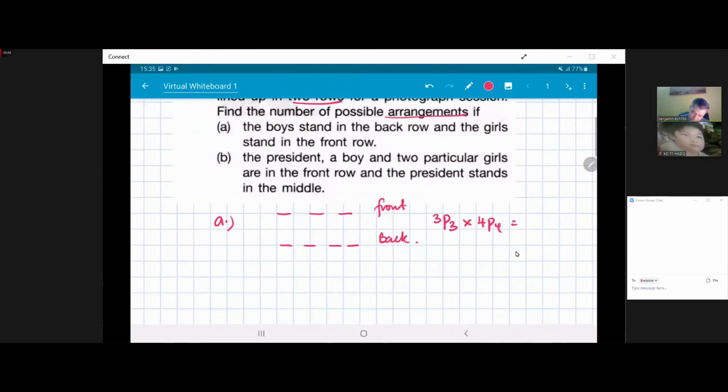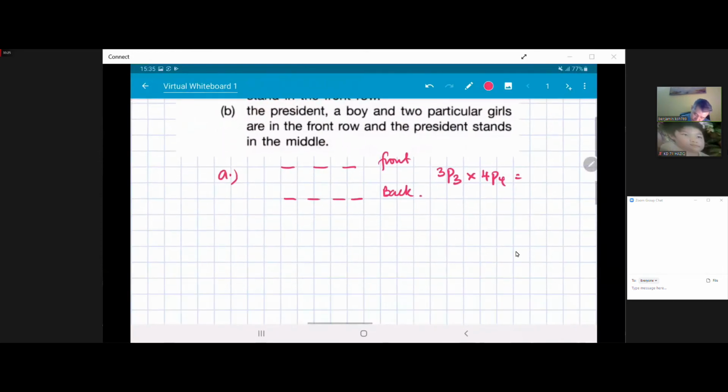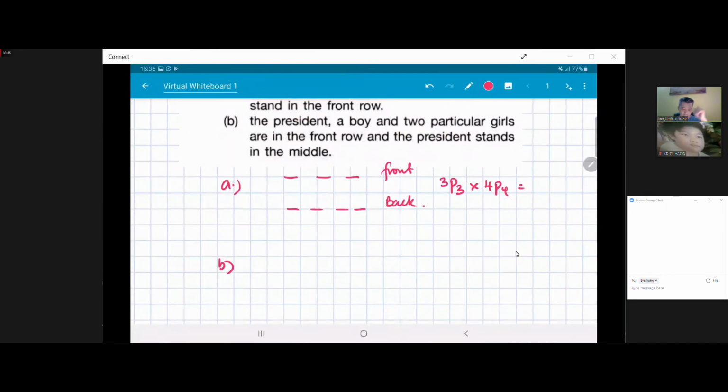Now, next one. For part B here, it says the president, comma, a boy. That means the president is a boy. So one of the boys is a president, and 2 particular girls are in the front row. Now remember, we still have front and back. So 1, 2, 3, this is the front, and then 1, 2, 3, 4, this is the back. So we have front row and back row. Hang on, don't be so quick to do this first.